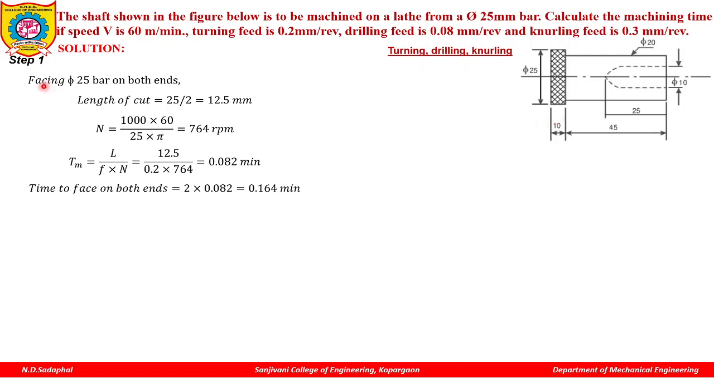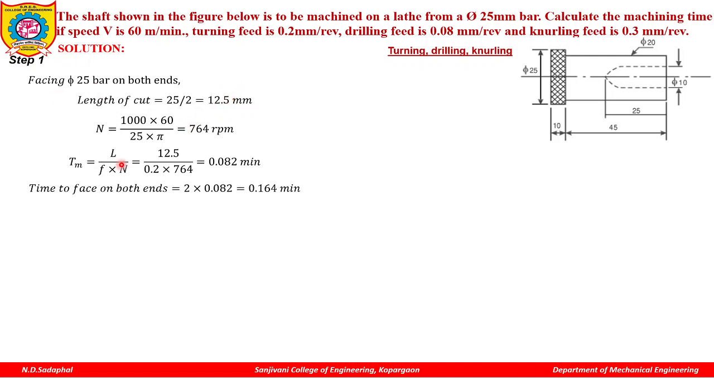Okay, so facing of a 25 mm bar on both ends, length of cut will be 25 upon 2. So it is always half of the initial diameter. So length of cut will be 12.5 mm, where to cut the length. Okay, so total length will be 45 plus 10 plus 12.5. So this 12.5 is where to reduce the length.